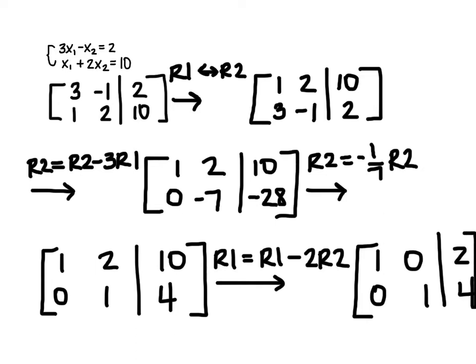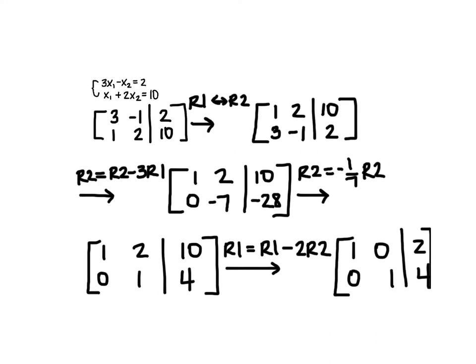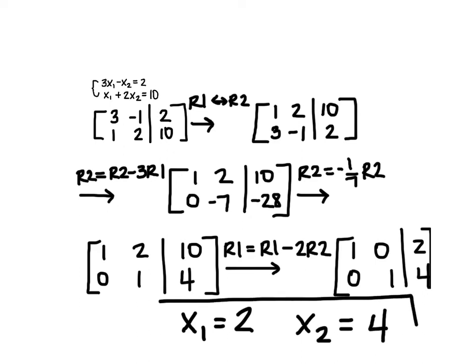Now I notice that I have the identity matrix. So I have just found x sub 1 and x sub 2. x sub 1 is equal to 2, and x sub 2 is equal to 4. And that is my final answer using Gaussian elimination.